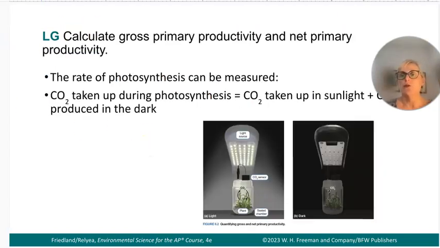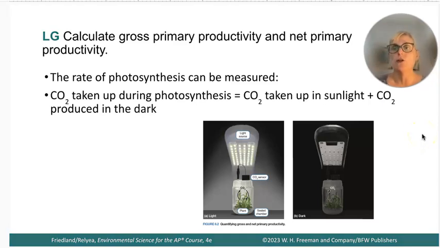So we can measure it. You do need to know a couple of ways that we can measure primary productivity. What we want is the CO2 taken up during photosynthesis, which is the amount taken up in sunlight minus the amount produced in the dark. Our plant is going to take in CO2, and we can measure it with a little probe. We can put the plants under light, then turn off the lights, and the plant cannot do photosynthesis. It can only do cellular respiration.